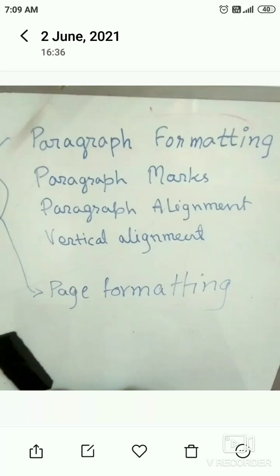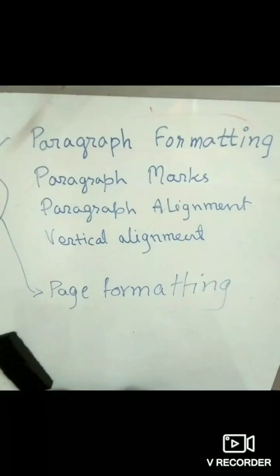See, in the MS Word document file, a few formatting options are needed. I told you earlier, right? That is the editing of the document. So regarding paragraph formatting, a few options we have to know. First thing is paragraph marks.